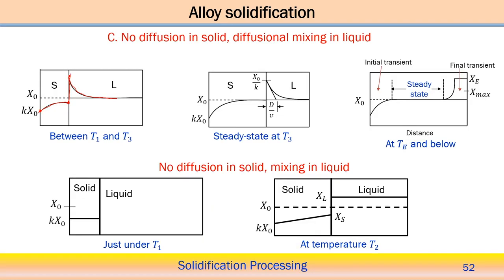This is between T1 and T3. Once it reaches the steady state temperature T3, in principle, under equilibrium solidification conditions, solidification should be completed at temperature T3. But if you follow the steady state at T3, we started with KX0 as the initial composition of the solid phase, and then after a certain time in the transient state, it reaches the composition equivalent to the initial bulk composition. Up to this point it is at steady state, but ahead of this, the liquid composition can gradually reach up to X0 by K.